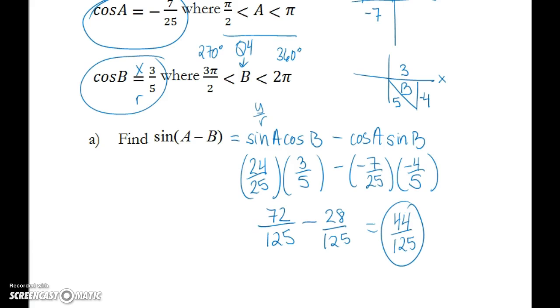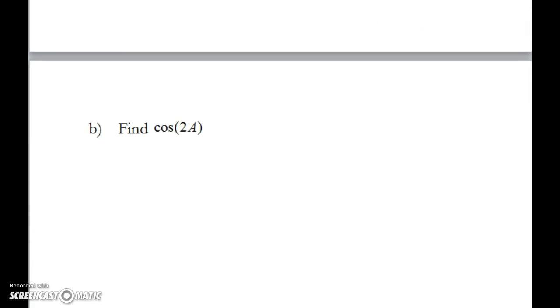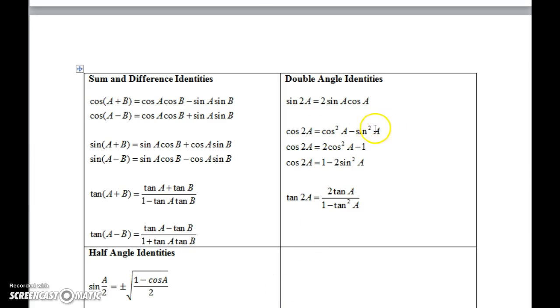Let's look at another example. So in this example, we're trying to find the cosine of 2A. Now if we look on our formula sheet, cosine of 2A has 3 definitions. Cosine of 2A is defined by any of these 3 formulas. So we can choose any of these 3 while we're working through this problem. They'll all have the same result. Let's pick the first one, for no particular reason.